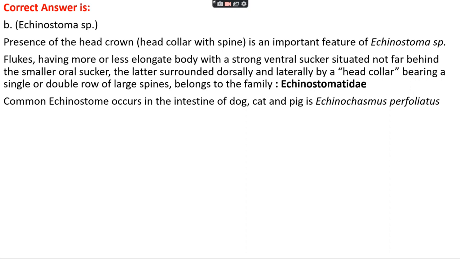The Echinostomatidae family includes flukes which have a more or less elongated body, and a large and strong ventral sucker, which is not far behind the smaller oral sucker. If you see this, this is the oral sucker. The oral sucker is surrounded dorsally as well as laterally by a head collar bearing a single or double row of spines. Common echinostomes are mainly found in dog, cat, and pig, for example Echinochasmus perfoliatus.